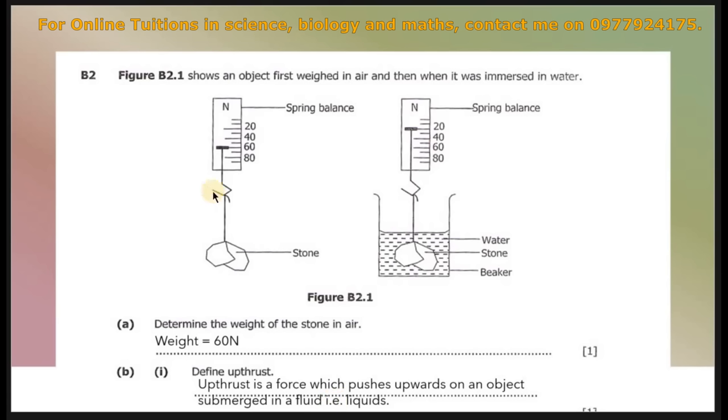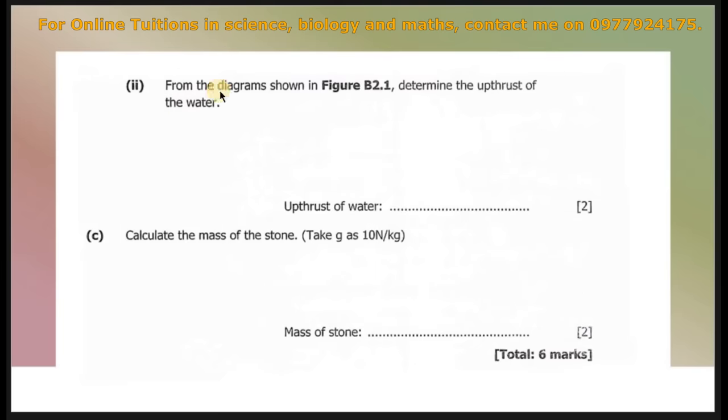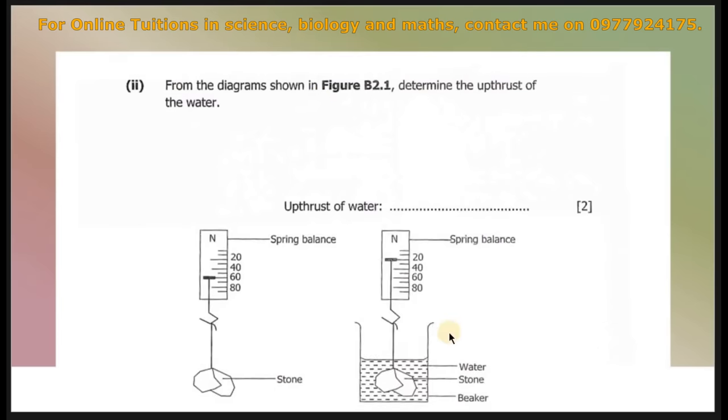Then next, the other part of the question was part 2: from the diagram shown in figure B2.1, determine the upthrust of the water. So we bring back this diagram here. They want the upthrust, the force that water pushed on this when it was placed here. Very easy. When it was in air, this was its weight, somewhere here at 60. Now when it was placed here, it went to 20, somewhere there. So if you say 60 minus 20, how much force remains? You remain with 40 Newton. So that is the upthrust of water, 40 Newton.